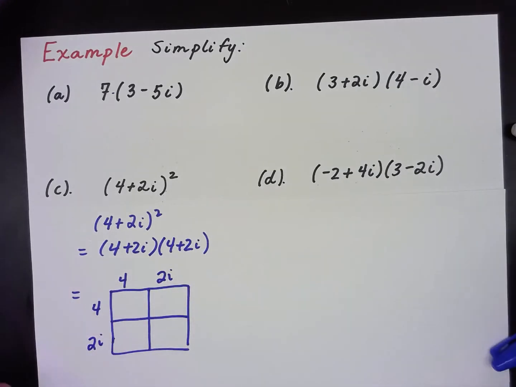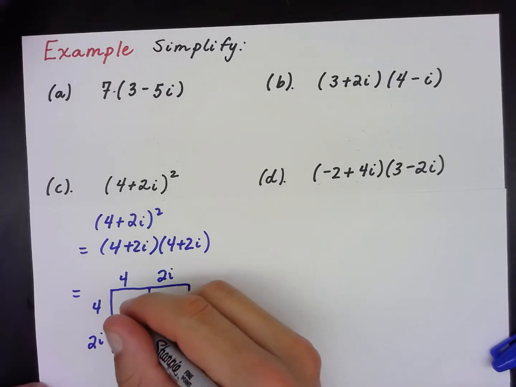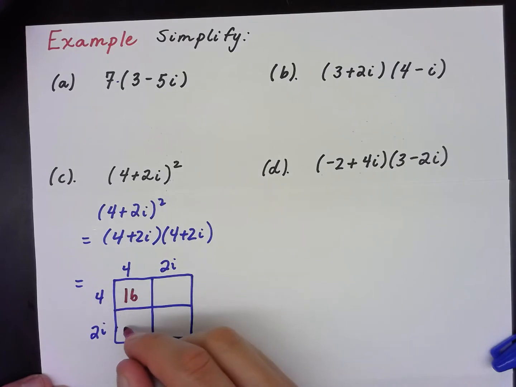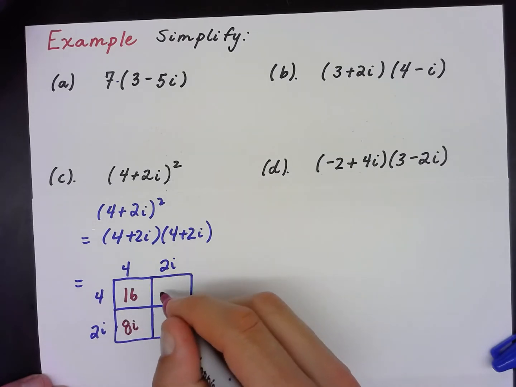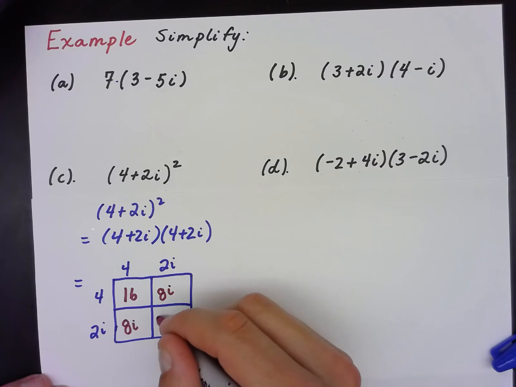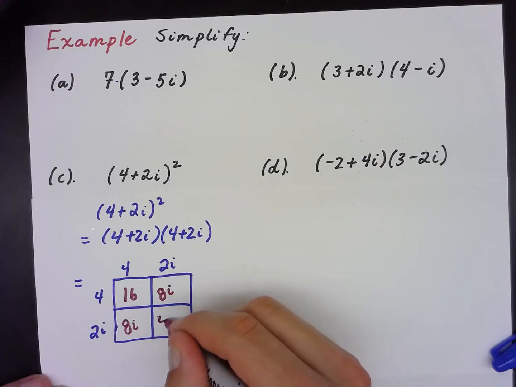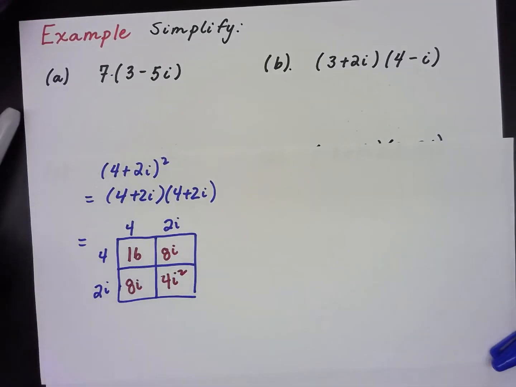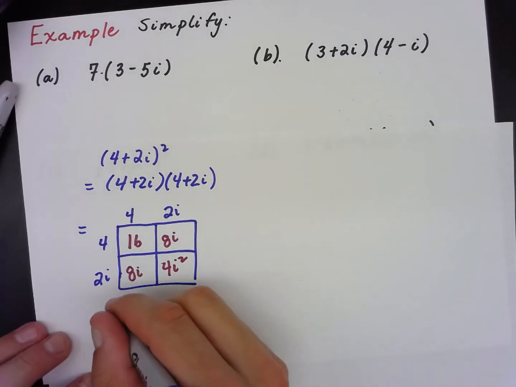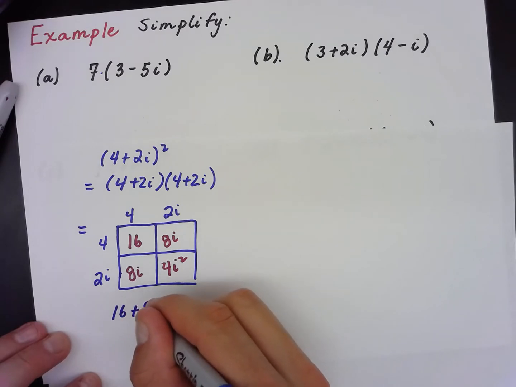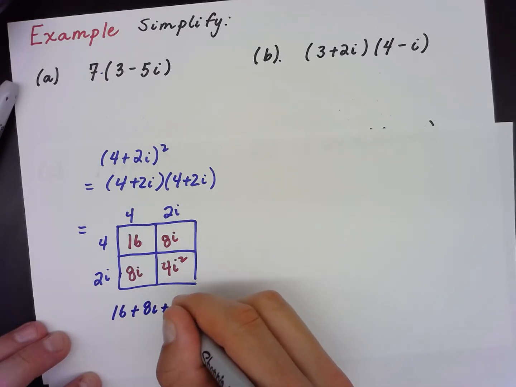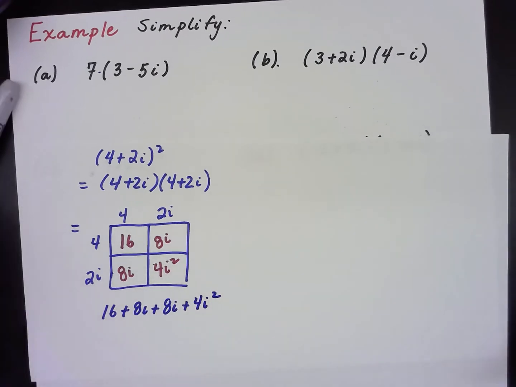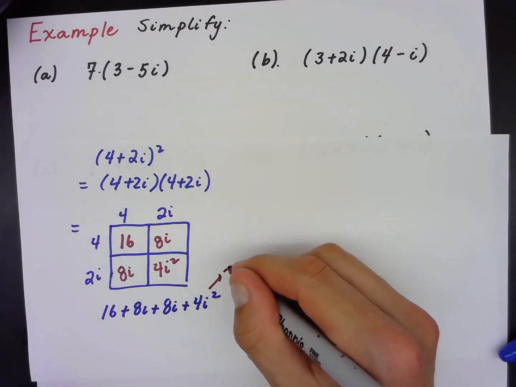Again, look out for the i squared terms. So 4 times 4 is 16. 4 by 2i is 8i. 4 by 2i is 8i. And here is 2i times 2i, that's 4i squared. So basically it's a perfect square you've done. So we have 16 plus 8i plus 8i plus 4i squared. Now i squared is -1, so this term becomes -4.